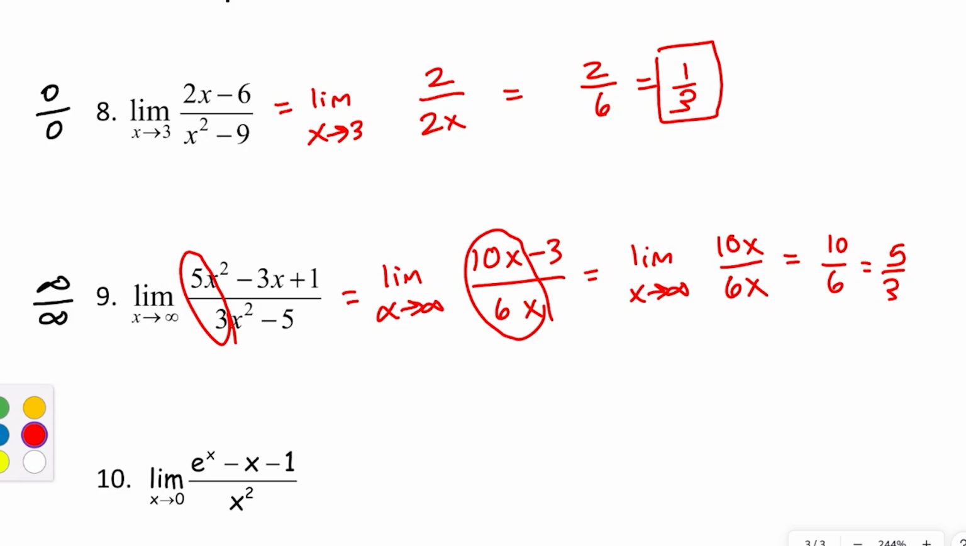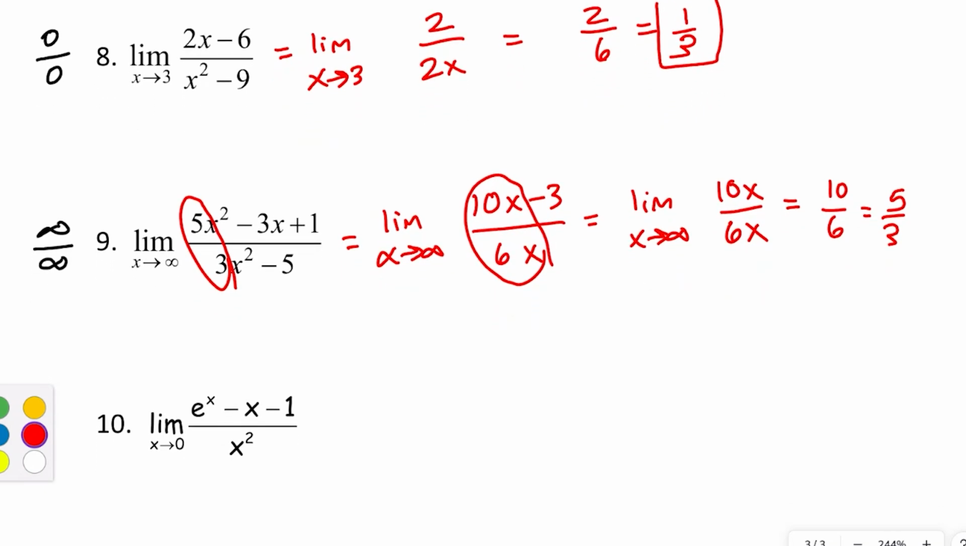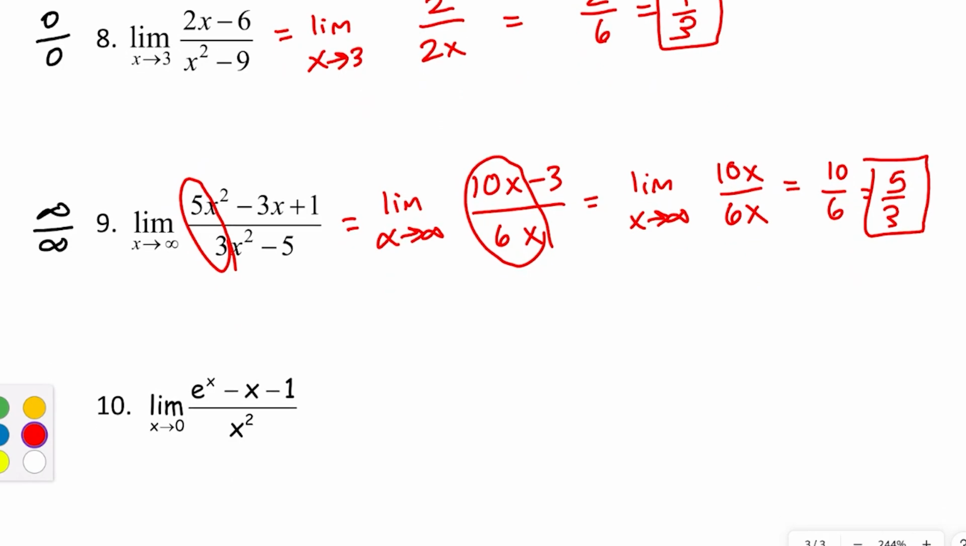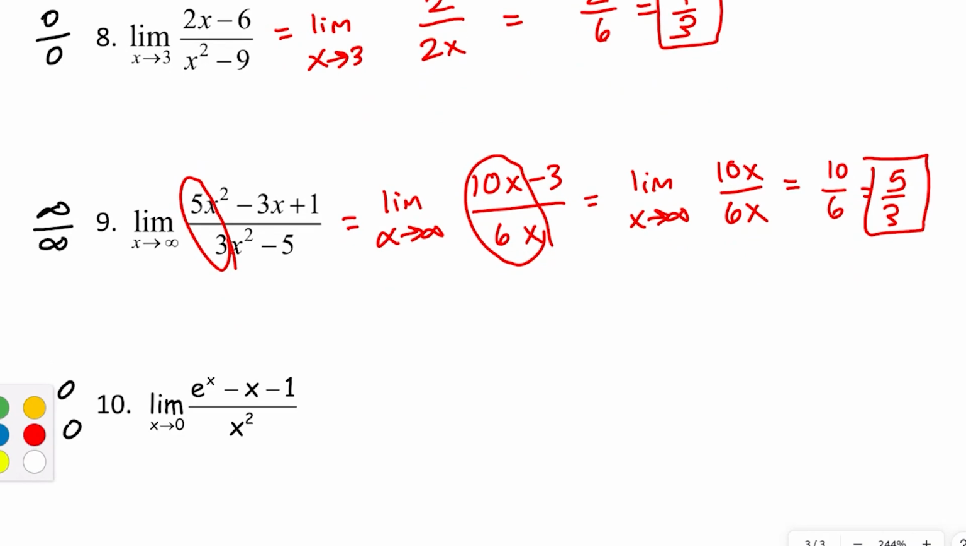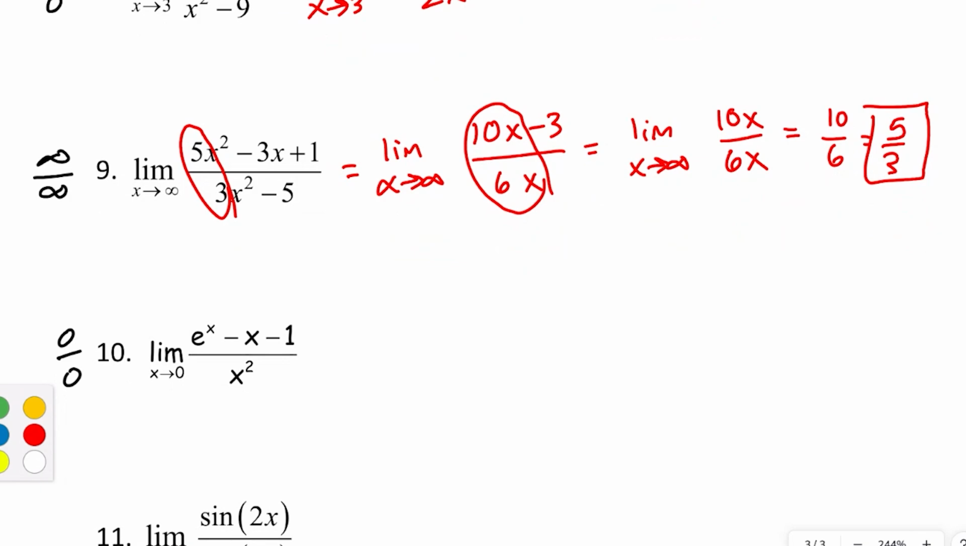Number 10. If I try to plug in 0, I'm going to get 0 over 0. E to the 0 is 1. 1 minus 1 is 0. So we're going to use L'Hopital's rule here. So this is going to be the limit as x approaches 0 of the derivative of e to the x, which is just e to the x. And the derivative of negative x is negative 1. Derivative of negative 1 is 0, so I'm not going to write that. Over 2x.